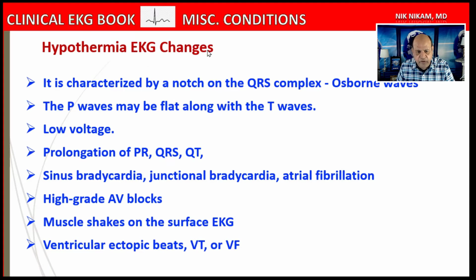Other features of hypothermia include the notch on the QRS complex, Osborne waves. P waves may be flat along with T waves. So P and T waves could be flat, low voltage, prolongation of P or QRS and QT intervals, bradycardia, junctional bradycardia, atrial fibrillation, high degree blocks, muscle shakes, and ectopic beats, or even VTAC or VFib. So that is a serious condition which has to be addressed in an expeditious manner.